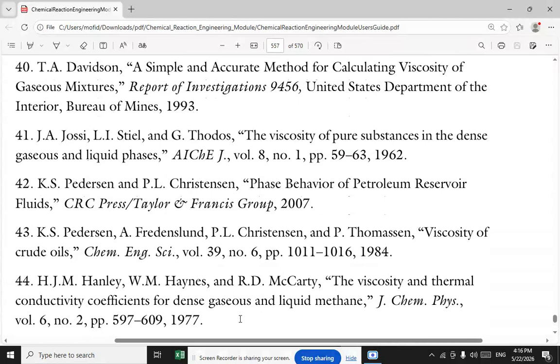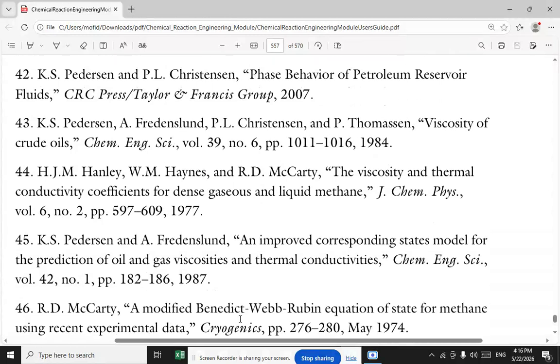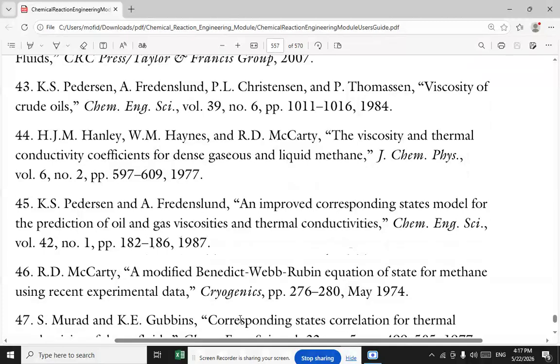The next one was written by Touloukian, and the name is The Viscosity of Pure Substances in the Dense Gas and Liquid Phase. The next one was written by Christensen, and the name is Phase Behavior of Petroleum Reservoir Fluids. The next one was written by Pedersen, and the name is Viscosity of Crude Oil. The next one was written by Hanley, and the name is The viscosity and thermal conductivity coefficients for dense gases and liquid metals.